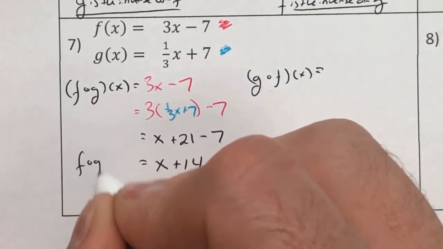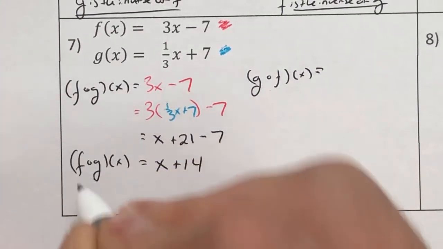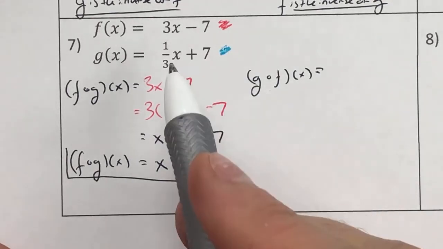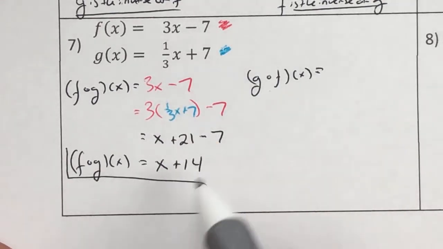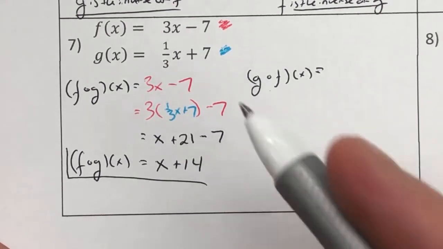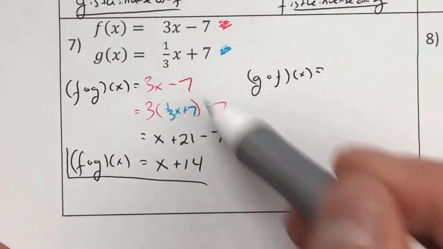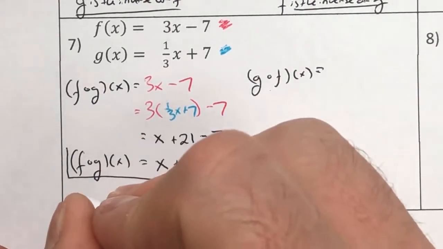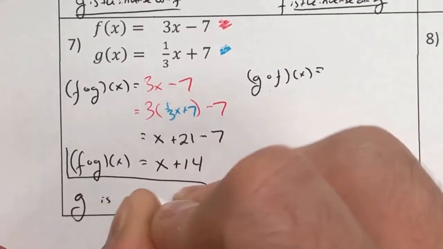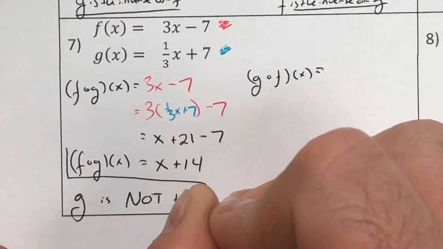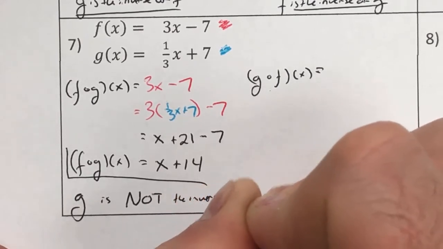So my f of g of x produces this answer. So I know that g is not the inverse of f. It looked like it, but I did not get an answer of x, so it is nothing special. It's just another function. They look similar, but when you work them together, I don't get my necessary x as the inverse. So g is not the inverse of f.